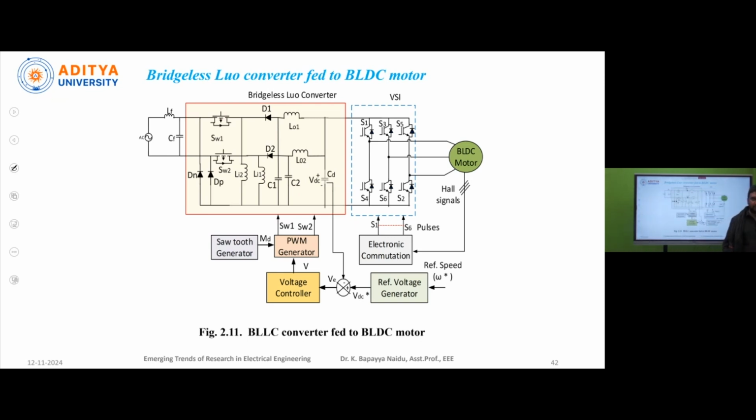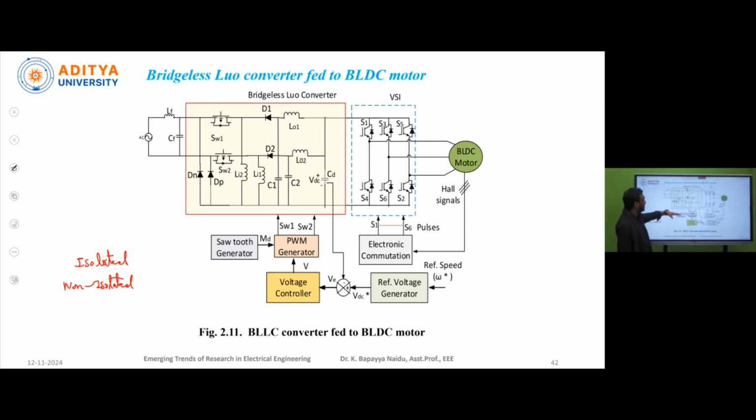Okay, actually, we know there are mainly two types of converters, apart from the basic buck and boost types. What is that? Isolated converters and non-isolated converters. Here the main advantage of this type of bridgeless converter is that we don't require any extra components like transformers. And this bridgeless Luo converter comes under the category of non-isolated converters.